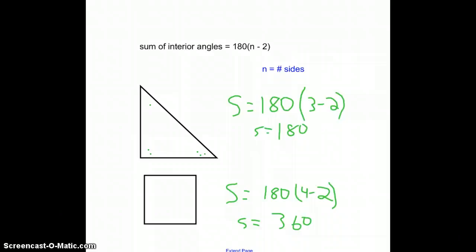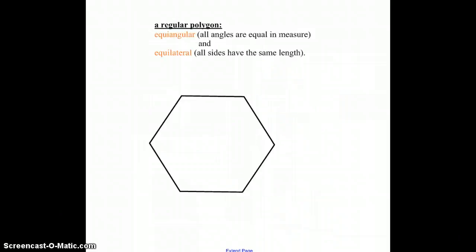Okay? Now, let's take a look here at a regular polygon. A regular polygon, please copy this definition down. A regular polygon is equiangular, meaning all angles are equal, and it is equilateral, meaning every side is the same length. So when we hear regular polygon, everything's equal. An equilateral triangle is an example of a regular polygon, right? All angles are 60 and every side is equal. A square is an example of a regular quadrilateral, right? Every side is equal, every angle measure is equal.